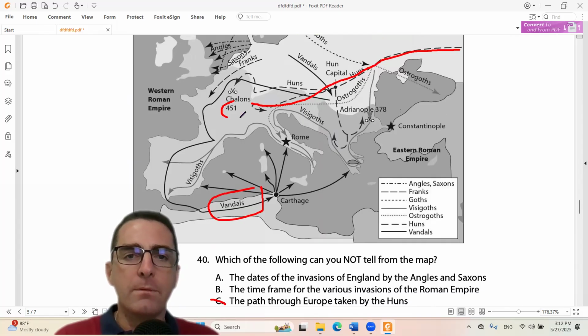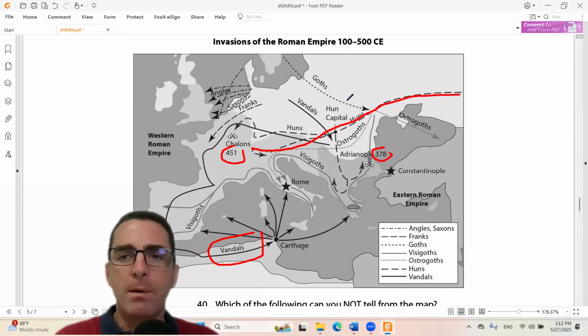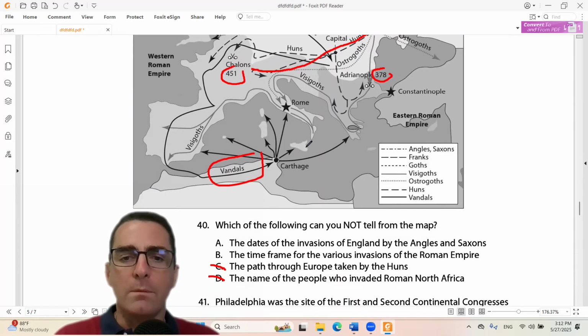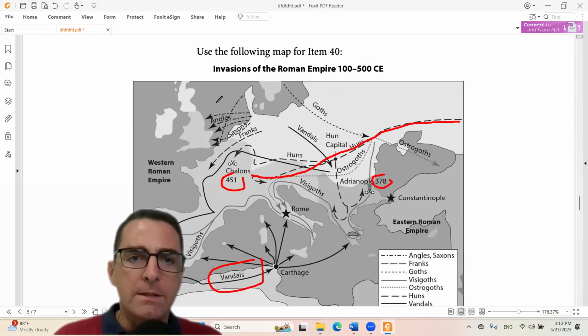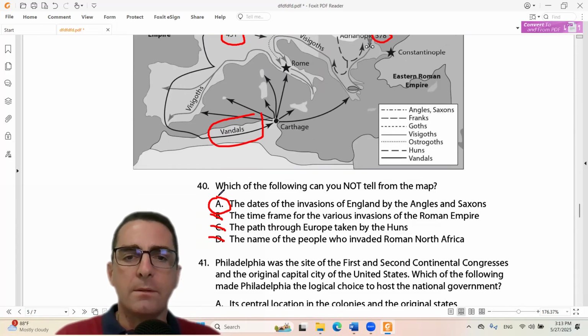B, the time frame for the various invasions of the Roman Empire. Well, we can see them here. It gives us the years. So we can tell that from the map as well. And then the last one, the dates of the invasions of England by the Angles and the Saxons. So here we have the Angles and the Saxons invading England, and it does not tell us the date of that. There's no date. So it has to be A.